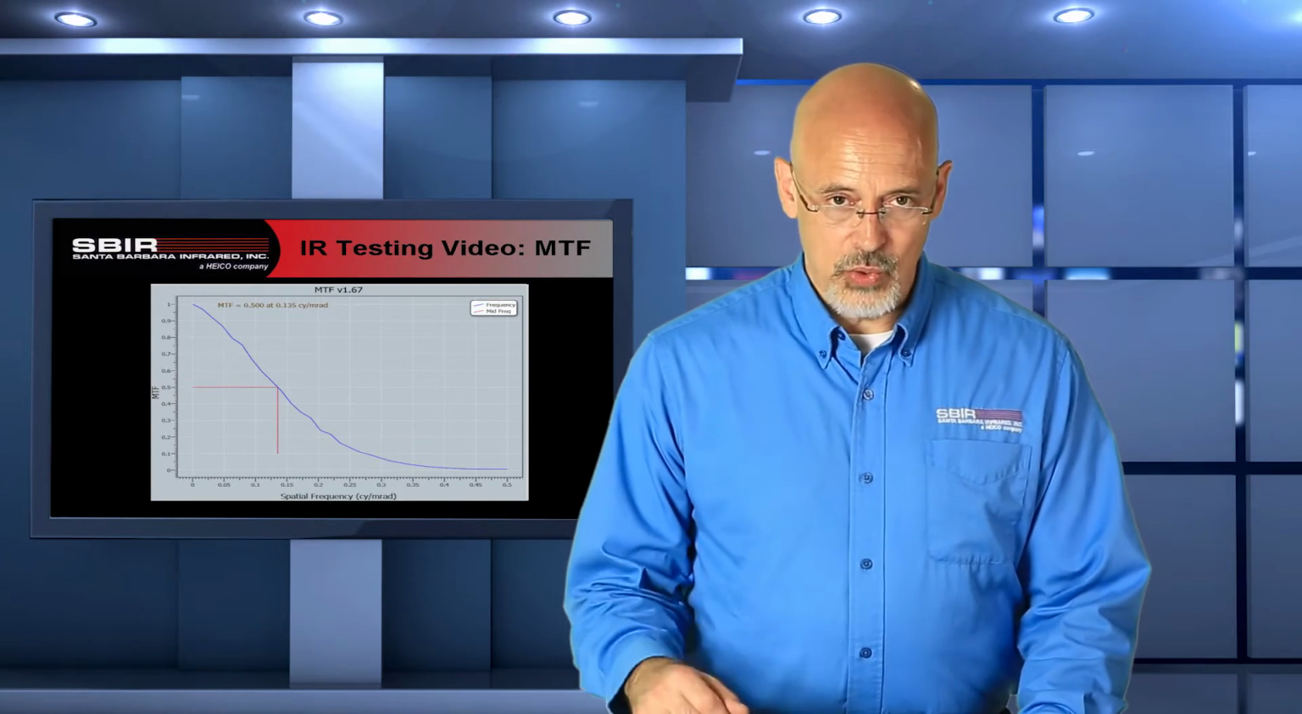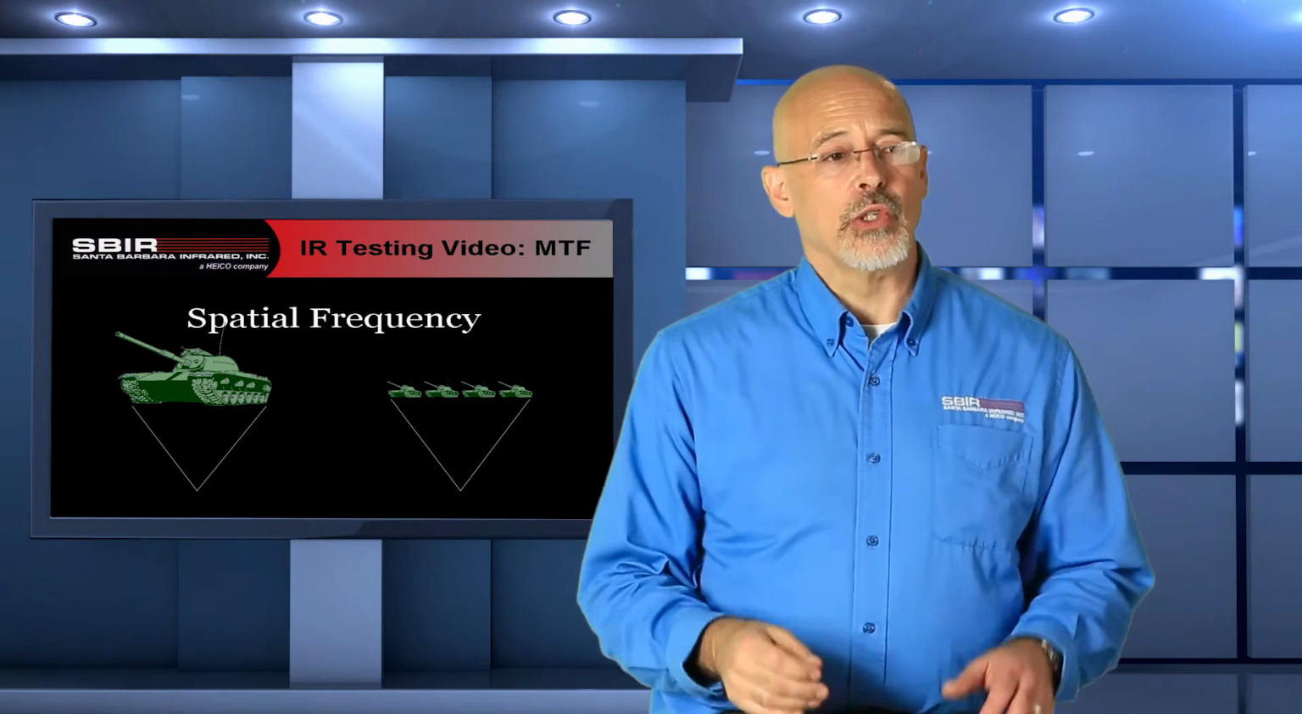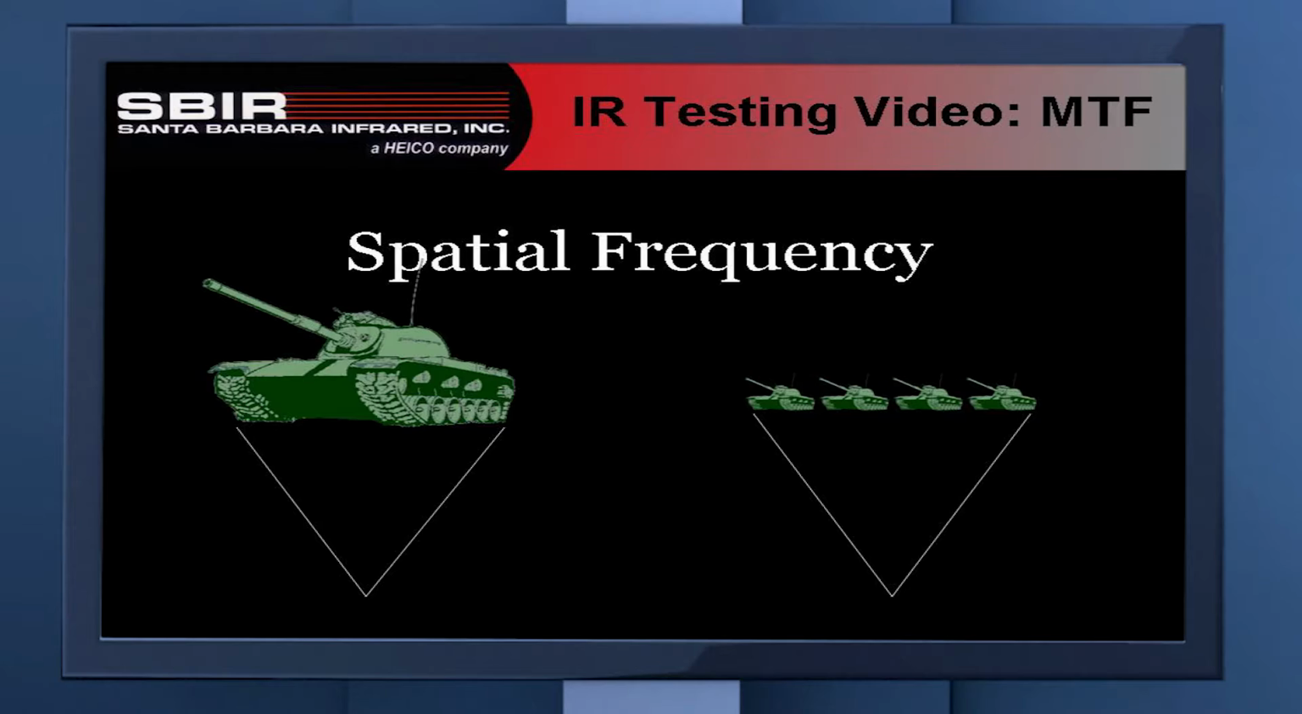So when we talk about angular subtense, that bottom axis, we're talking about spatial frequency as the unit of measure. So what is spatial frequency? Well, let's take a look at this slide. We have the same angle on the left and on the right. But on the left, something that's very large, we can only see one of in that angle. But on the right, if we have smaller things, we can fit more of them inside of an angle.